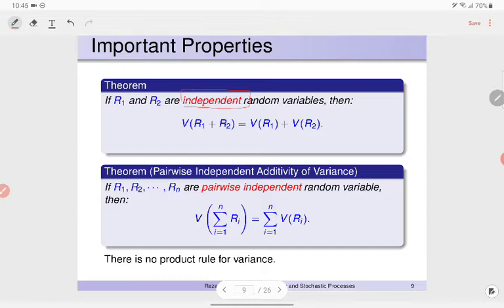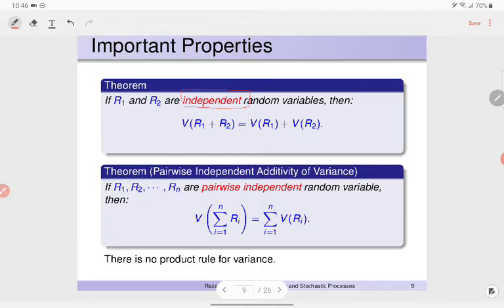If you remember, when we were talking about expectation, it is linear. Namely, we need no condition whatsoever in expectation. The expectation of the summation of two random variables is simply the summation of the expectation of each random variable, without condition. But in variance, you need the condition that they are independent.